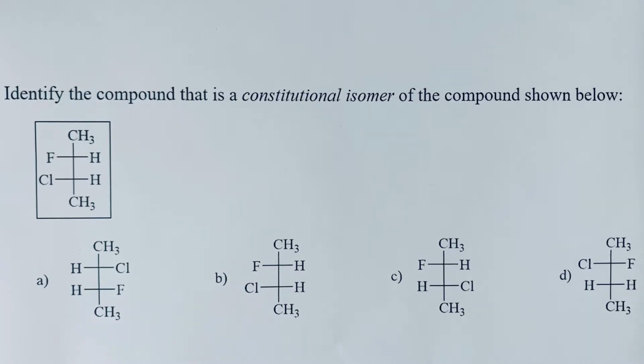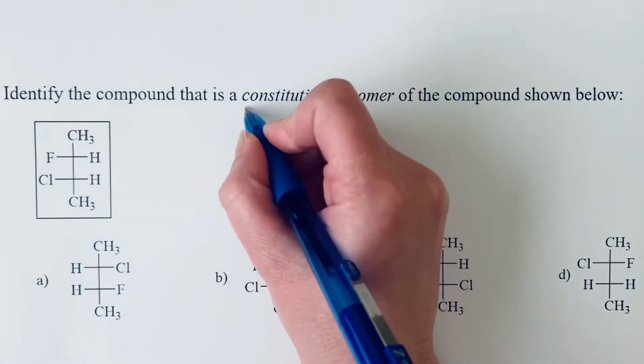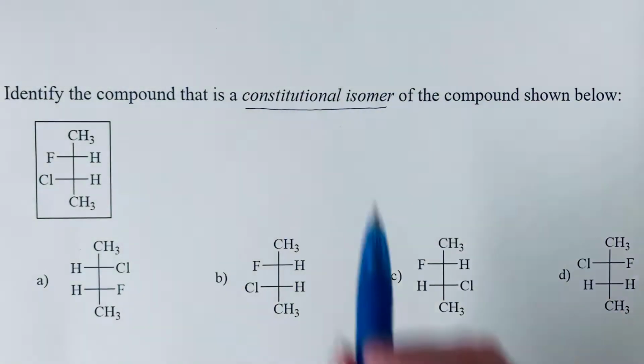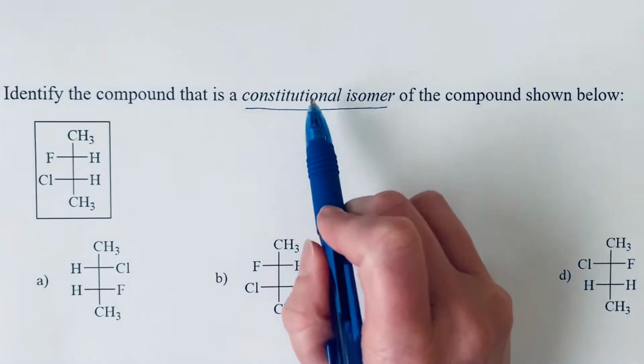Identify the compound that is a constitutional isomer of the compound shown below. So we want to make sure that we know what a constitutional isomer is. The term isomer in general means that the two molecules have the same formula but are not the same. They have a difference in some way. And then we have different types of isomers.